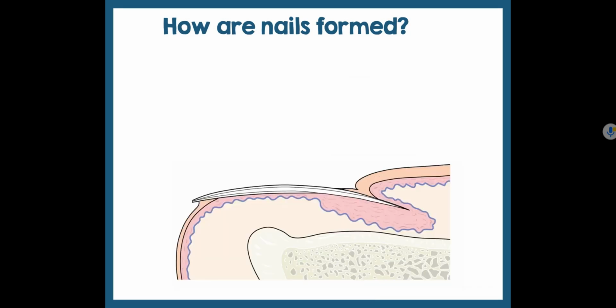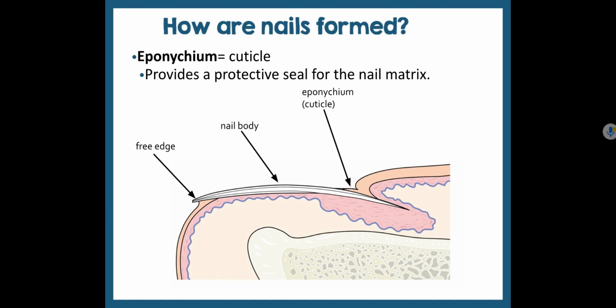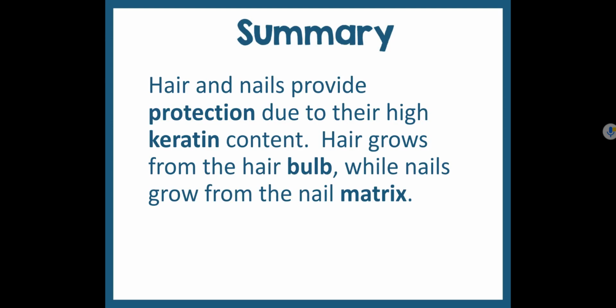So one last structure that I want you to be aware of is the eponychium. The eponychium provides a protective seal for the nail matrix, so foreign objects and bacteria can't enter the nail bed. So there I've pointed to the structures that we've mentioned so far about the nail. To sum up, hair and nails provide protection due to their high keratin content, and hair grows from the hair bulb while nails grow from the nail matrix.